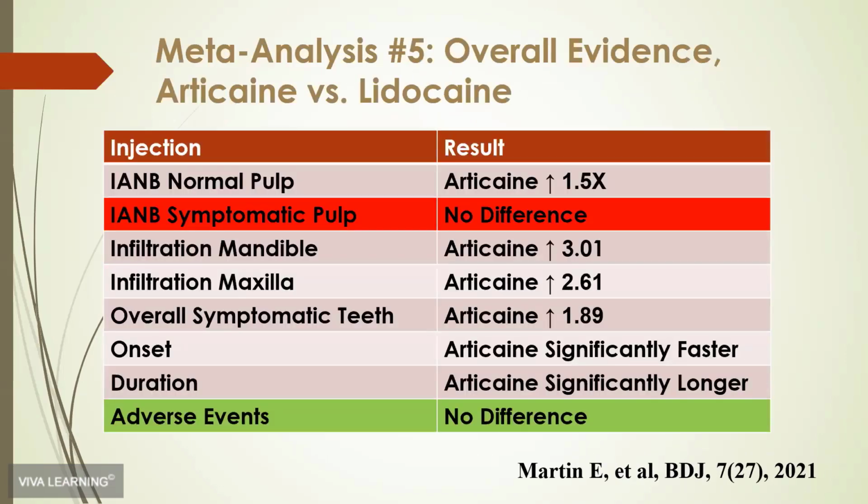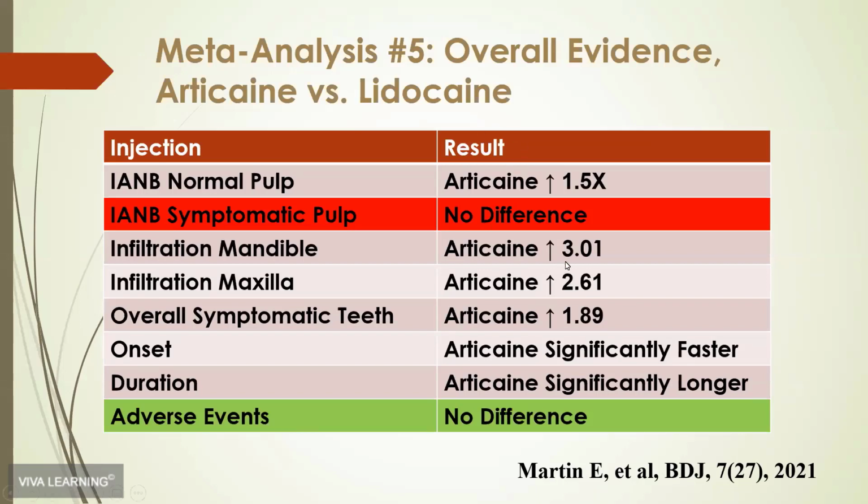And the final meta-analysis, which was just in the British Journal of Dentistry a couple months ago, compared articaine in these injections. So the injections are on the left, and the increased efficacy is on the right. For an inferior alveolar nerve block with a normal pulp, articaine was better by 1.5 times. This meta-analysis did not show an improvement for an inferior alveolar nerve block for symptomatic teeth.